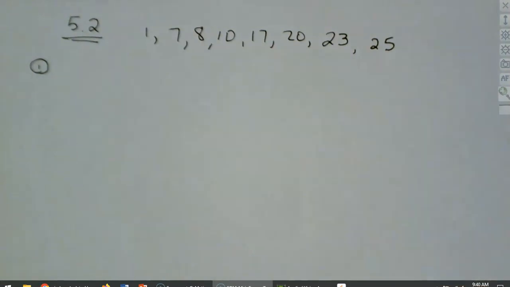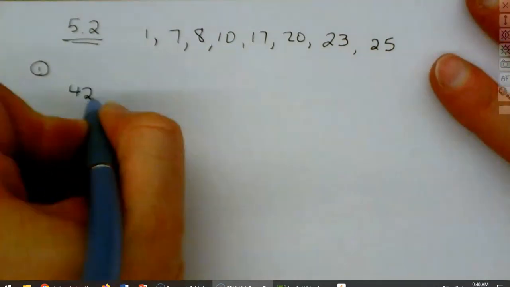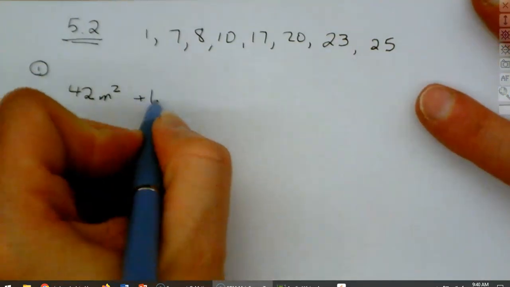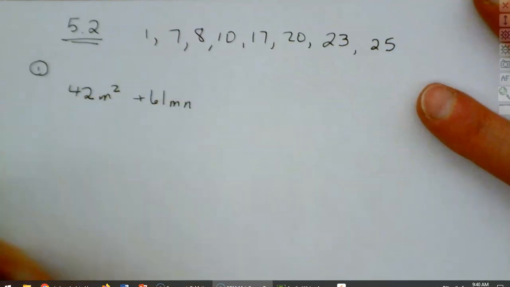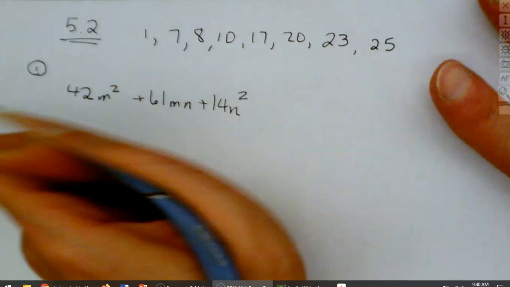And for question number 1, and this is out of 5 too, the first thing that we do is we see if we can factor something out. So we start with this. We've got 42m squared plus 61mn plus 14n squared.